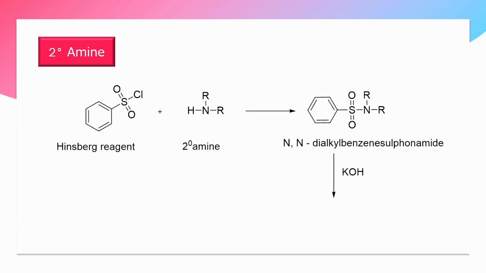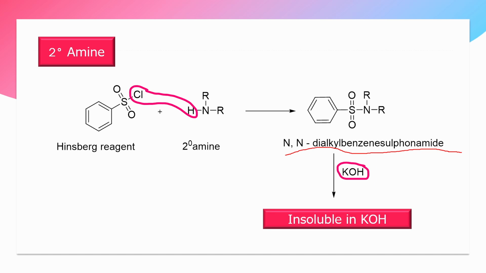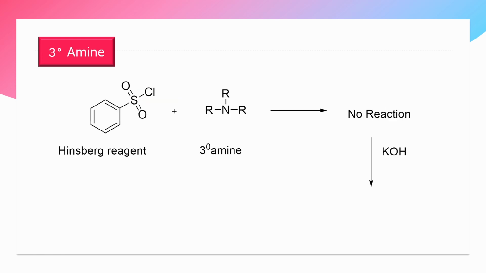Second is the 2 degree amine. Over here again, the H and Cl would get out, and we are getting a compound called N,N-dialkyl benzene sulfonamide. Now, when I would put KOH into it, it would not be soluble and it would be insoluble. So this is how we would distinguish a 2 degree amine using a Hinsberg reagent.